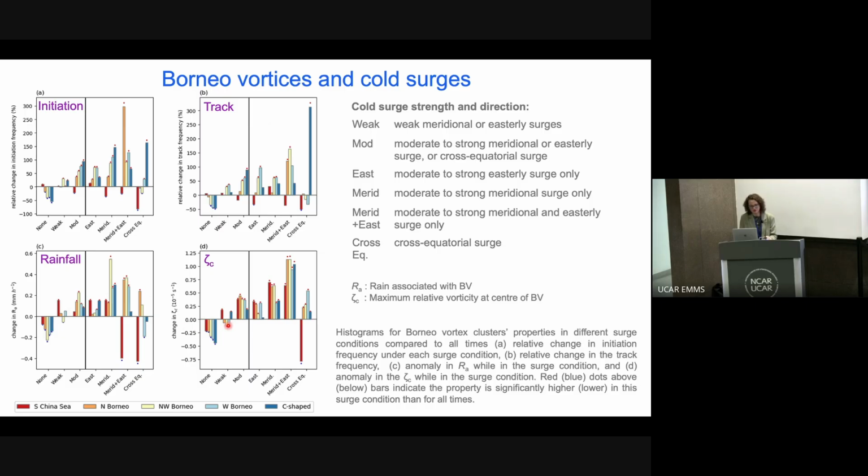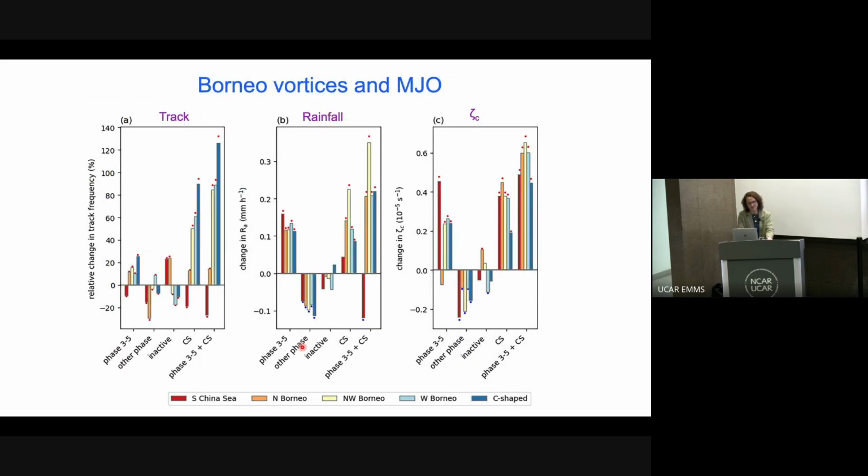The picture is clearer for the relative vorticity, which is probably what you would also have guessed: the stronger the cold surges are, the more they lead to an increase in the strength of the Borneo vortex. So the stronger cold surge enhances the relative vorticity in the region, and therefore the Borneo vortices tend to be stronger. The vortex case where this is not true is the South China Sea vortices, but it also makes sense because they don't want a strong equatorial flow or northeasterly flow. They just want to move in an east-westward direction undisturbed. So we've done the same analysis for the MJO conditions, and that's what you can see here.